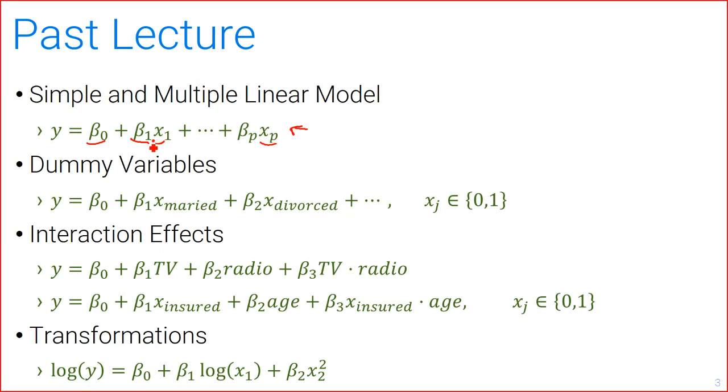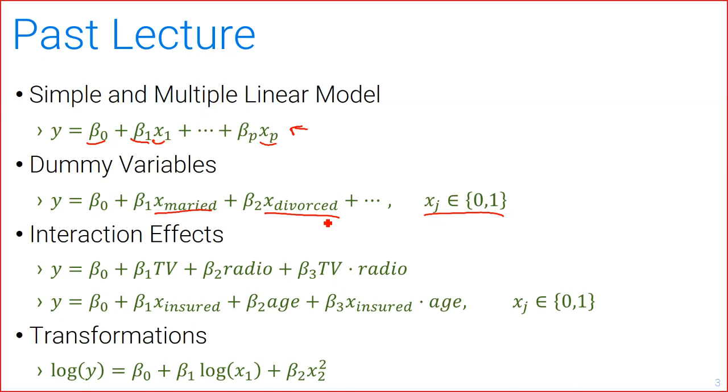We also talked about dummy variables, which are these binary variables that we use to encode categorical predictors in the model. Essentially we have one variable for each of the levels of the categorical variable, and each of those has an associated coefficient that can be seen as a deviation from the intercept.